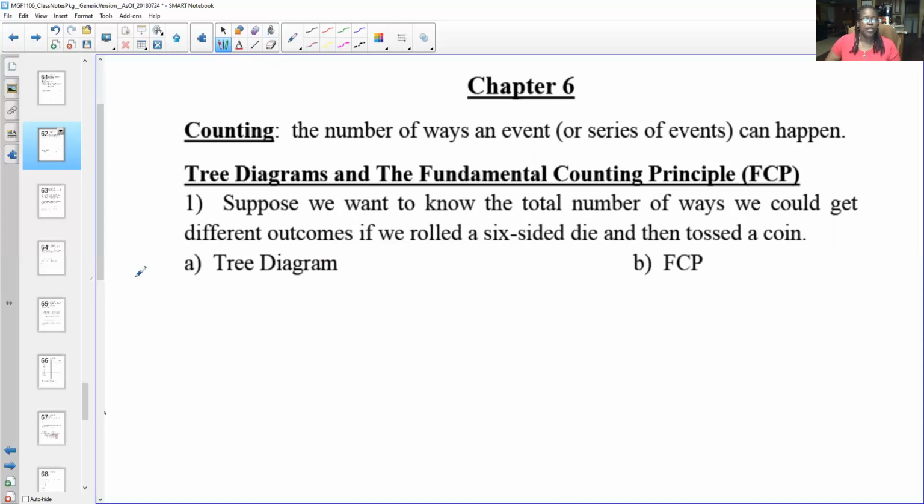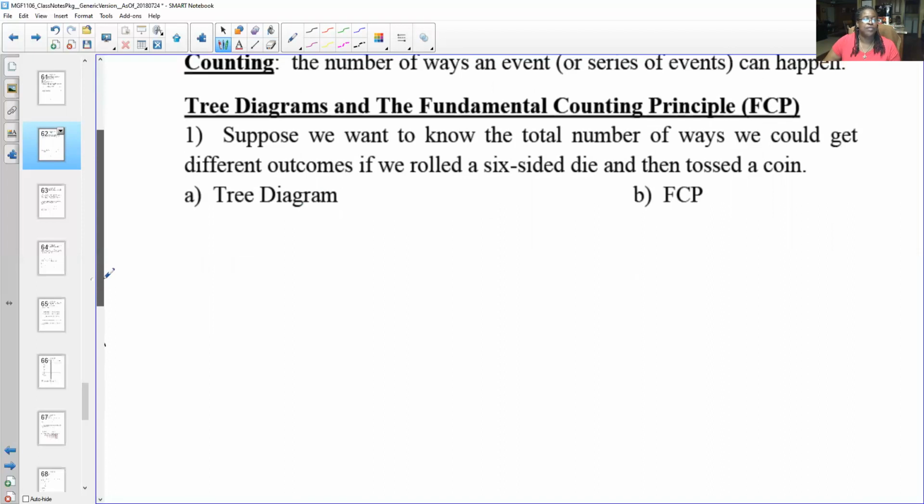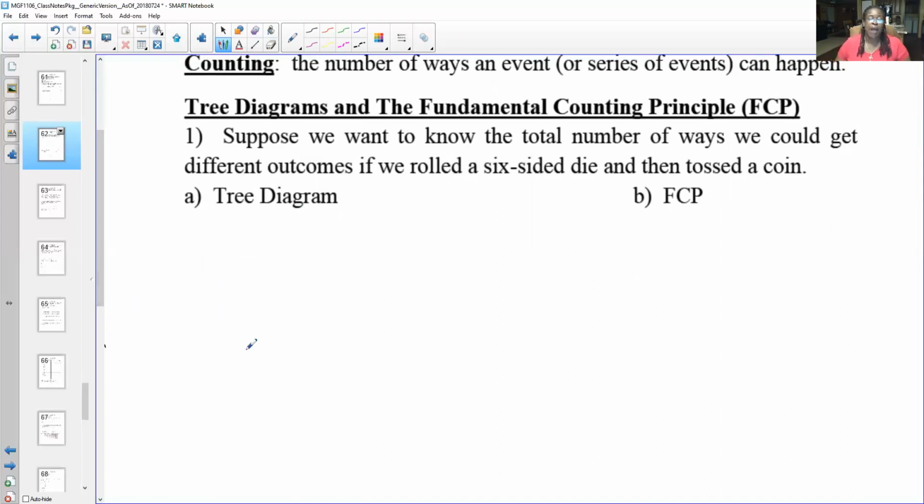So when we look at the situation they gave us in problem number 1, we're going to look at how it looks in a tree diagram form and then with the fundamental counting principles, and we'll see that the fundamental counting principles are a more precise way to find the number of possible outcomes that can happen in the situation. And that's what we're going to be focusing on in this unit. It says, suppose we want to know the total number of ways we could get different outcomes if we rolled a 6-sided die and then tossed a coin.